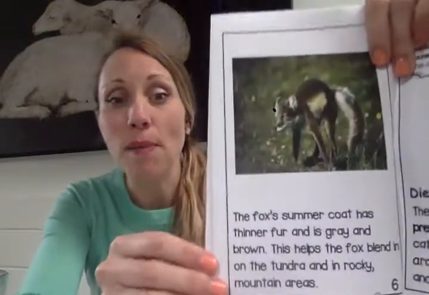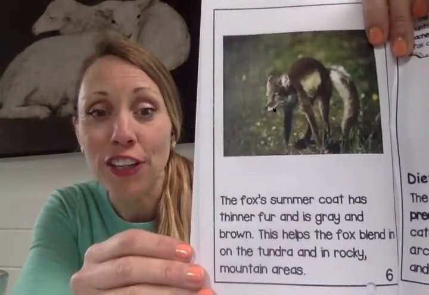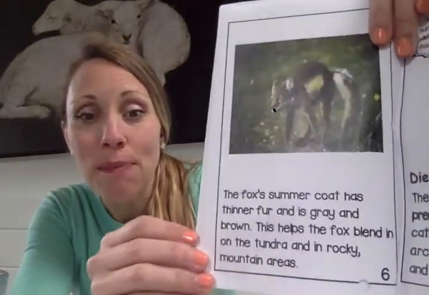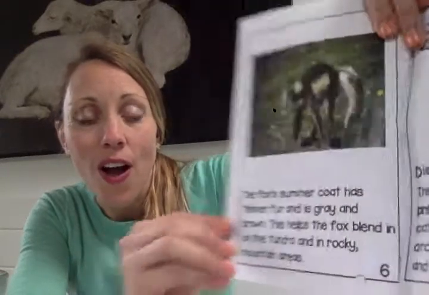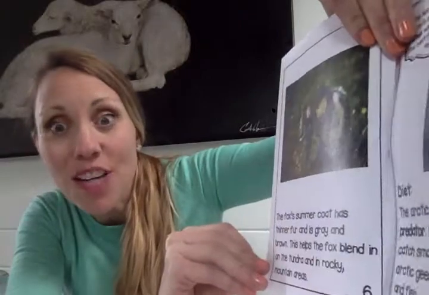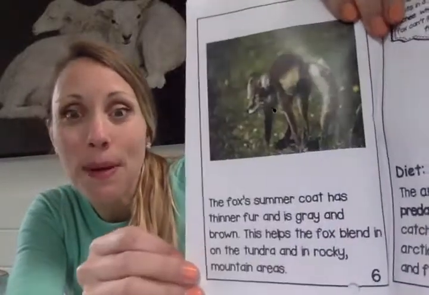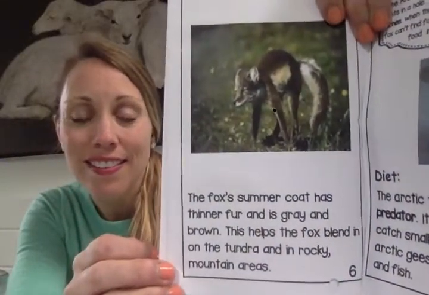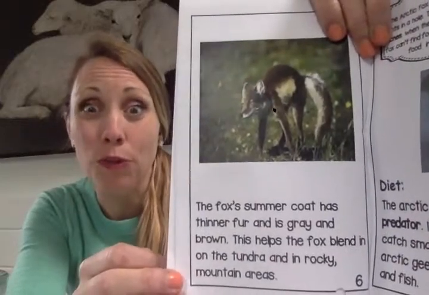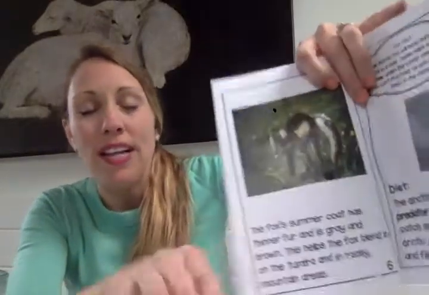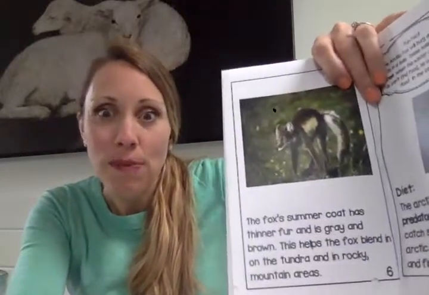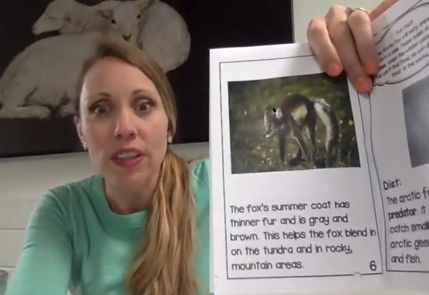The fox's summer coat has thinner fur and is gray and brown. This helps the fox blend in on the tundra and in rocky mountain areas. Tundra is like the frozen part, okay? Where it's still ground and it might look green and brown, but it's still really, really cold and flat.